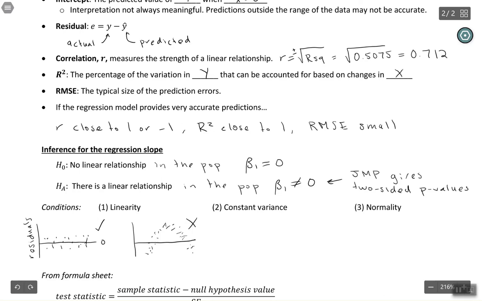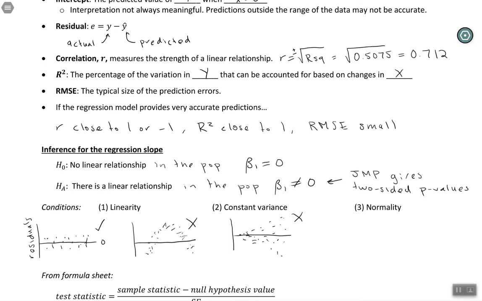That would be an indication that the linearity condition has been violated, right? If you have a curved pattern in your residuals, that means that it is not linear. We also don't want to see some kind of a funnel shape, right? Where you have really accurate predictions on one end and then all spread out on the other end. This would be an indication that the constant variance condition has been violated, right? Because the vertical spread is really small down here. You've got really accurate predictions on one end, and it's really big over here.